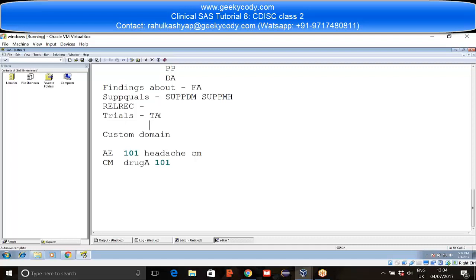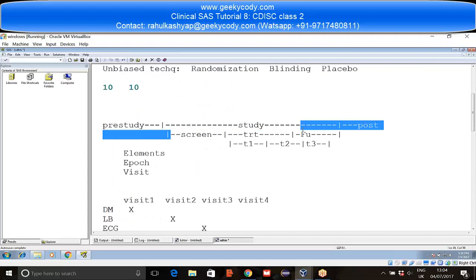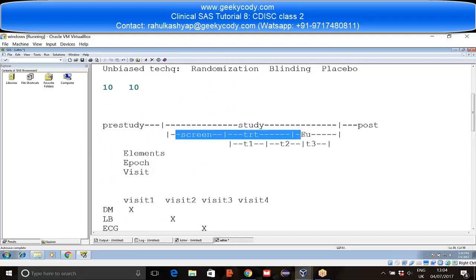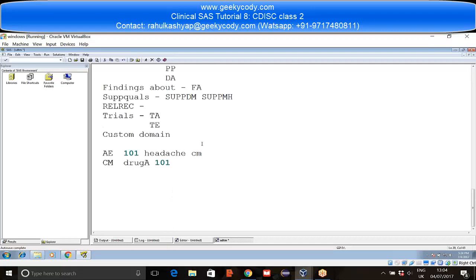And the next one is TE domain, trial element. And remember one thing, very very important point is, in the trial domain, we will not find subject information. Information purely about clinical trial will be there. So here trial elements. For an example, yesterday we have seen three elements are there. So what are the elements to be present in the study? That will be mapped into this domain, trial domain. Only three observations we'll have, but not the information about subjects.